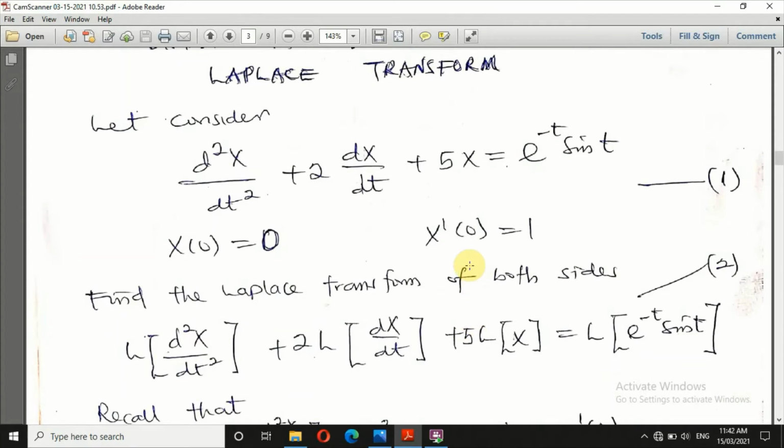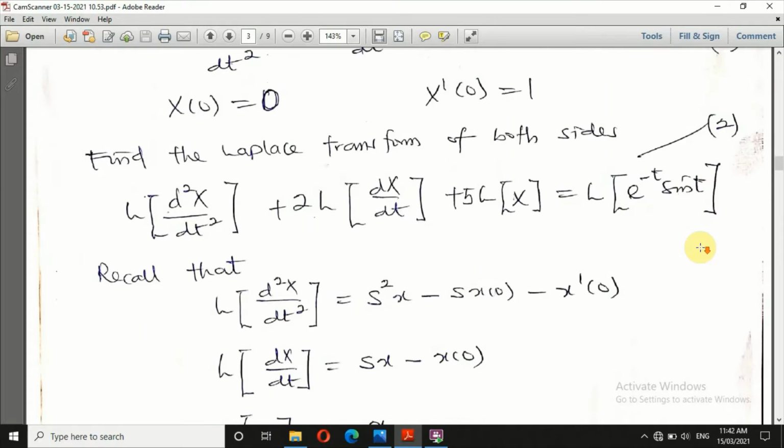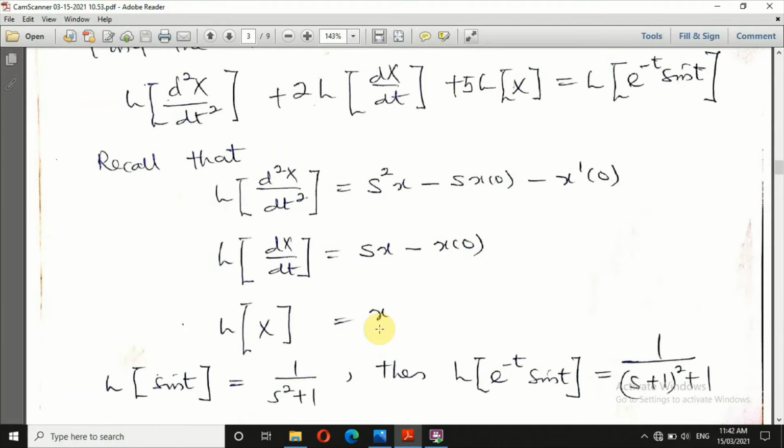So let's solve this problem now using Laplace transform. Just like I've explained before, find the Laplace transform of both sides. So Laplace transform of the second derivative, plus 2 times Laplace transform of the first derivative, plus 5 times Laplace transform of x, then Laplace transform of exponential minus t sine t. So let's start from this. Laplace of second derivative will give us this. I think you remember that. Laplace of first derivative will give us this. Then Laplace of x will give us X.